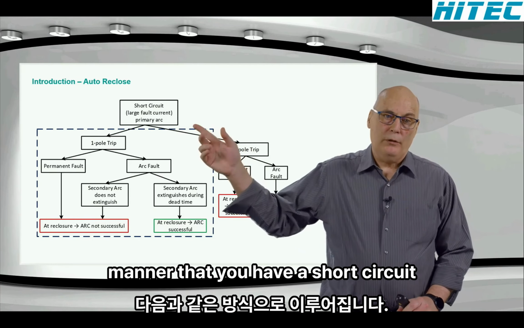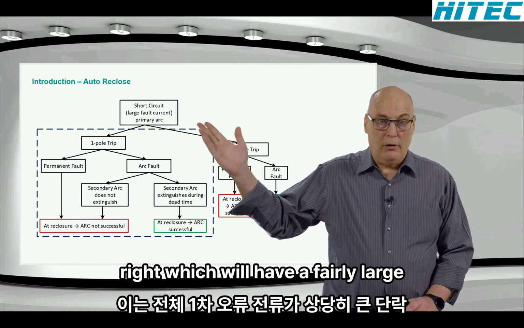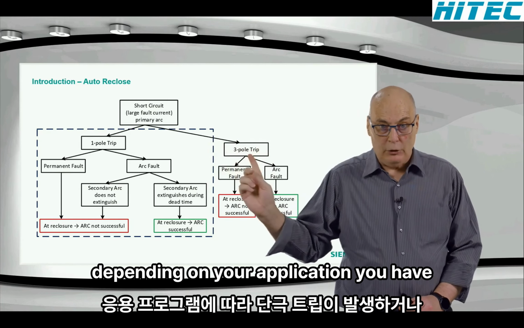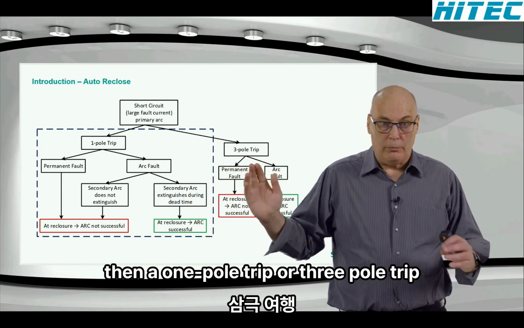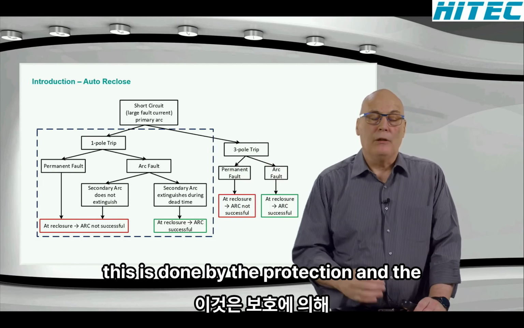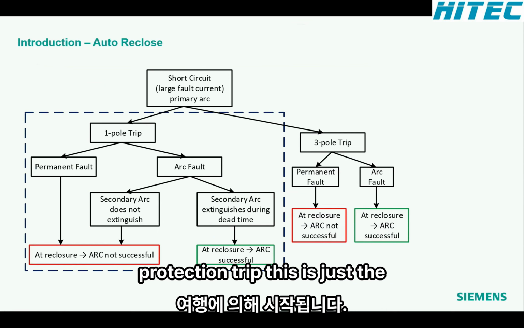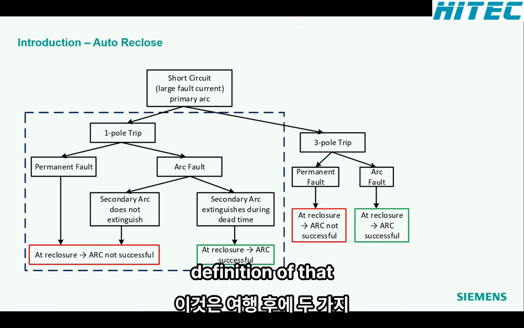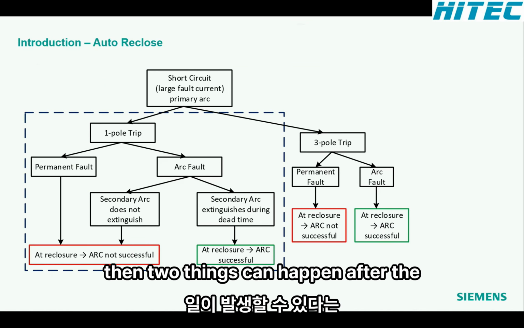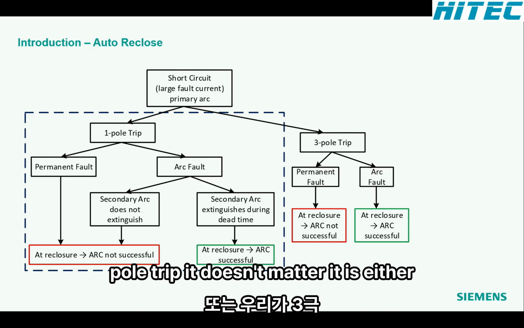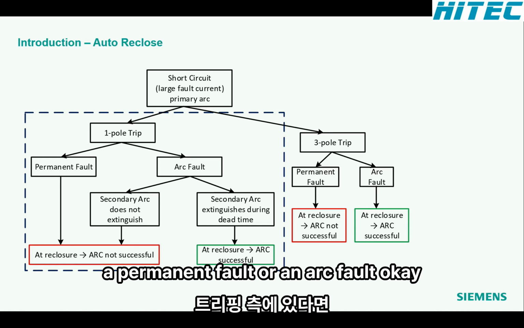you have a short circuit, which will have a fairly large primary fault current, and then depending on your application, you have a 1-pole trip or 3-pole trip. This is done by the protection, and the auto recloser is always started by a protection trip. This is just the definition of that. Then two things can happen after the trip, either 1-pole or 3-pole, it doesn't matter. It is either a permanent fault or an arc fault.